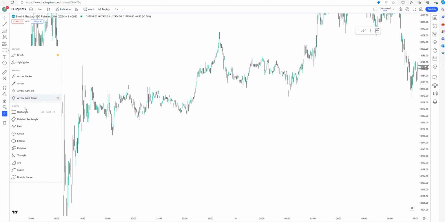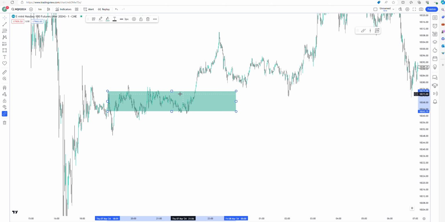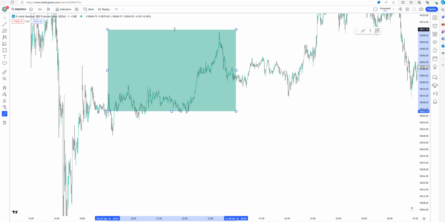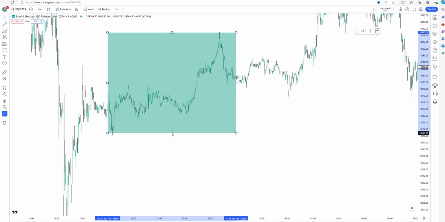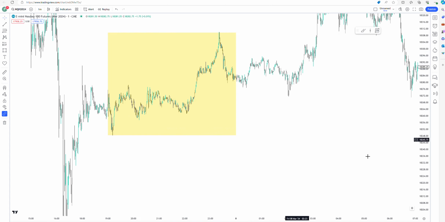So let's grab a box. Let's look at where roughly 7 o'clock is, and then let's go to 12 o'clock, which is roughly maybe here, and we'll find the highest point and we'll find the lowest point, right? Now in this case, what you can see, have a bit of a look, that's your Asian session range.